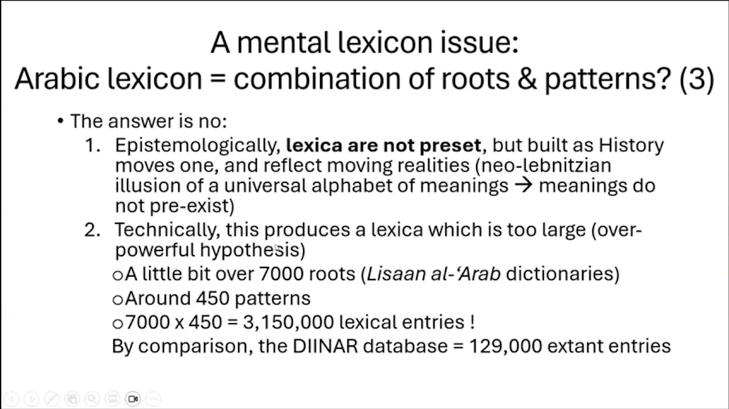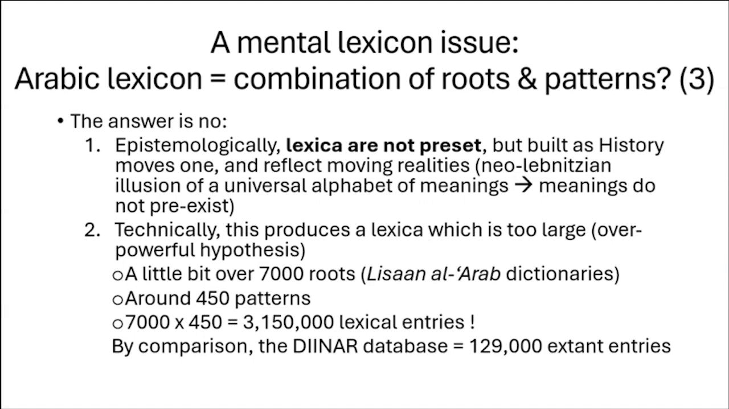The answer is no. For instance, lexica are not preset. This was an interesting idea, going back to an idea Leibniz had thought of after looking at the writing of Chinese, an alphabet of all meanings. But then it's impossible because there are always new things appearing in the world.